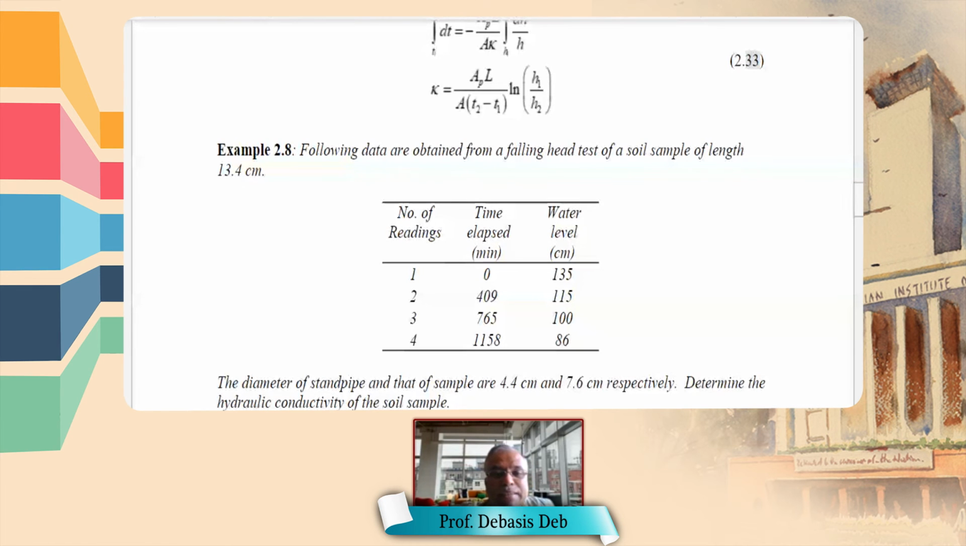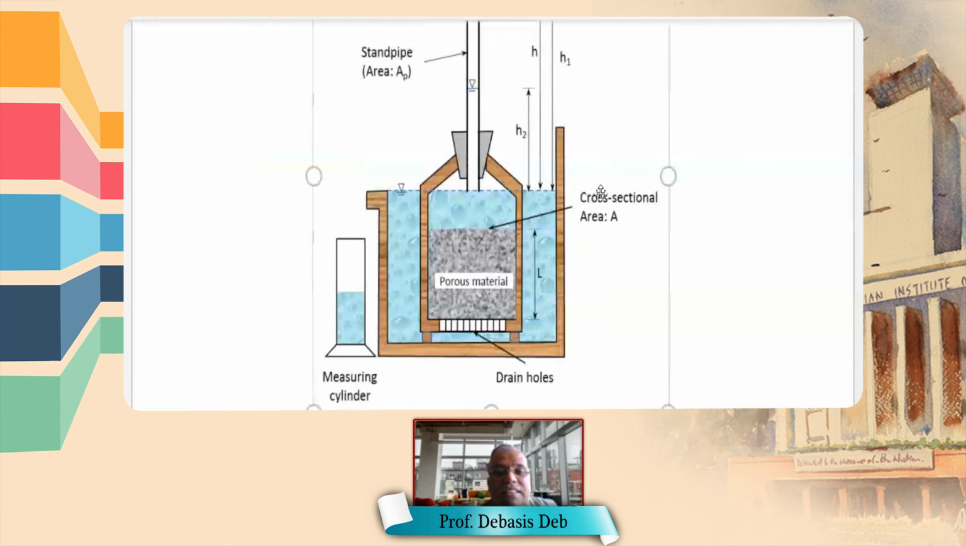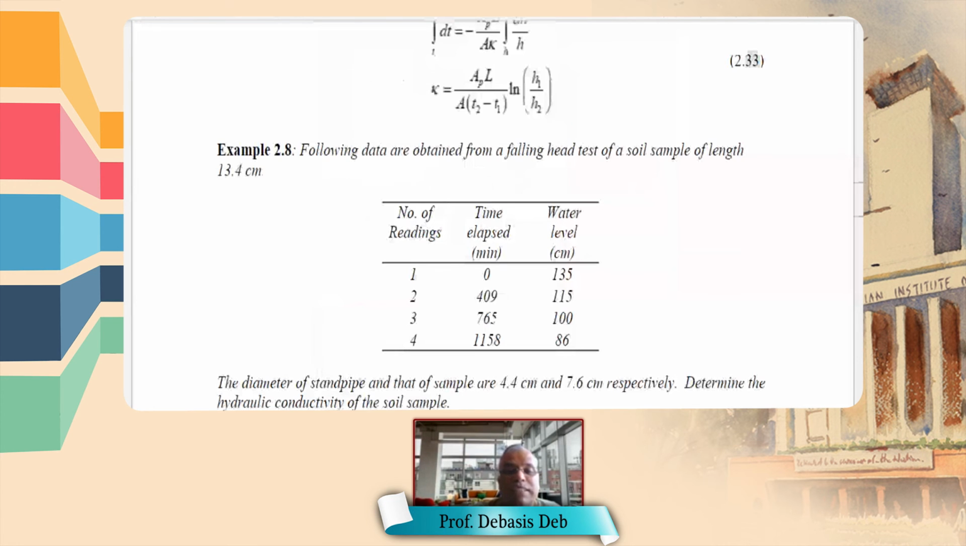Let me show you where that datum is so that you understand. See, this is the datum. There was the initial water level. From there we are measuring. So that is 135. Then after 409 minutes, so how many hours? Maybe less than 6.5 hours. So after about 6.5 hours or so, the water level drops to 115 centimeter.